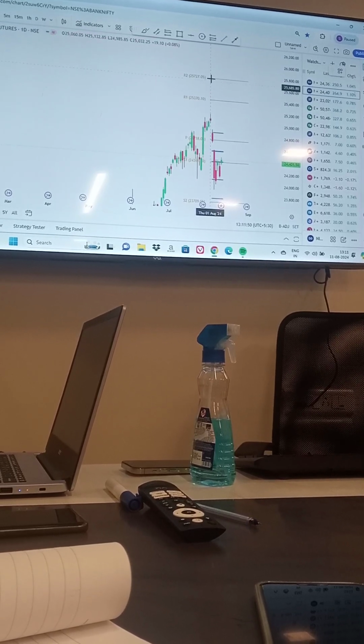You should not draw here because price won't come there. You should draw where the price is actually trading right now.